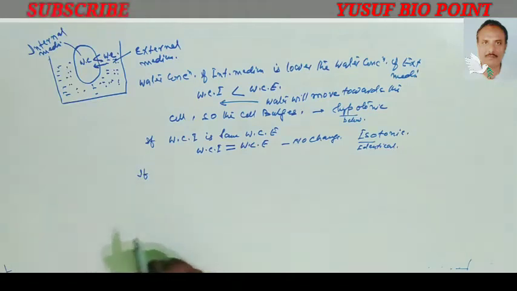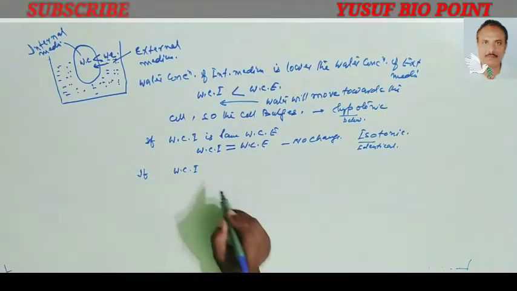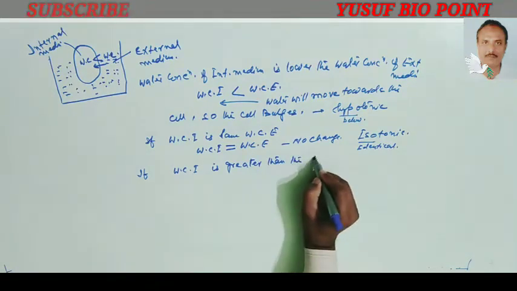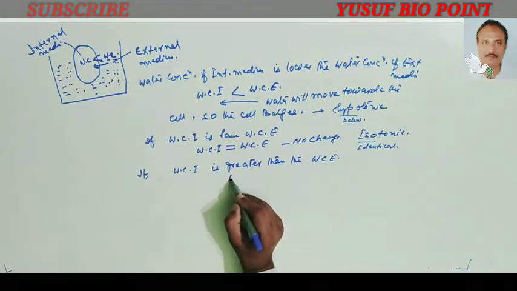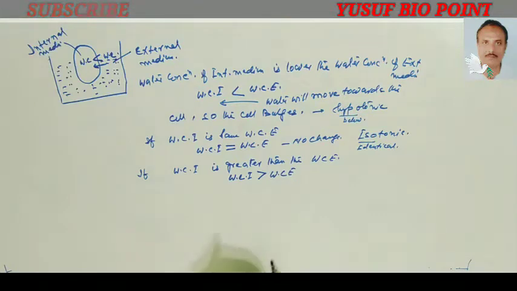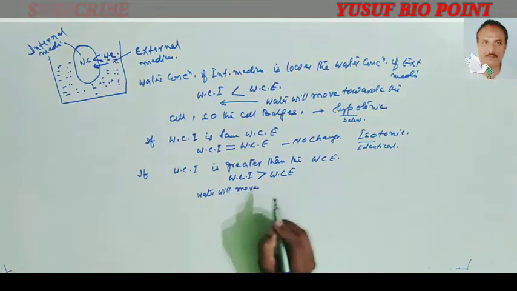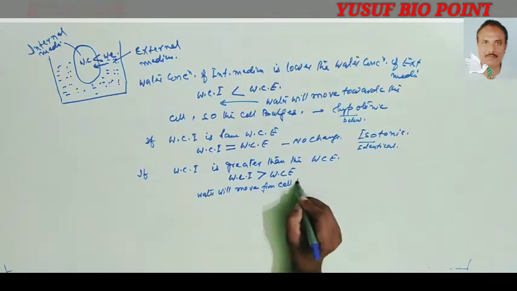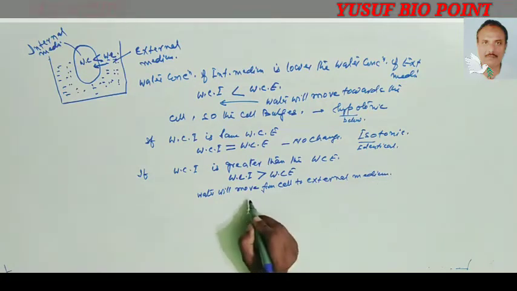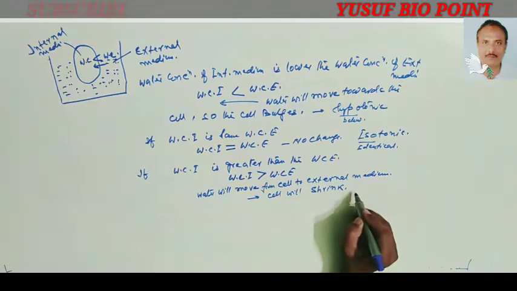Next, if the water concentration of internal is greater than the water concentration of external, meaning WCI is greater than WCE, then the water will move from the cells to the external medium, and that's why the cell will shrink. This is called hypertonic.